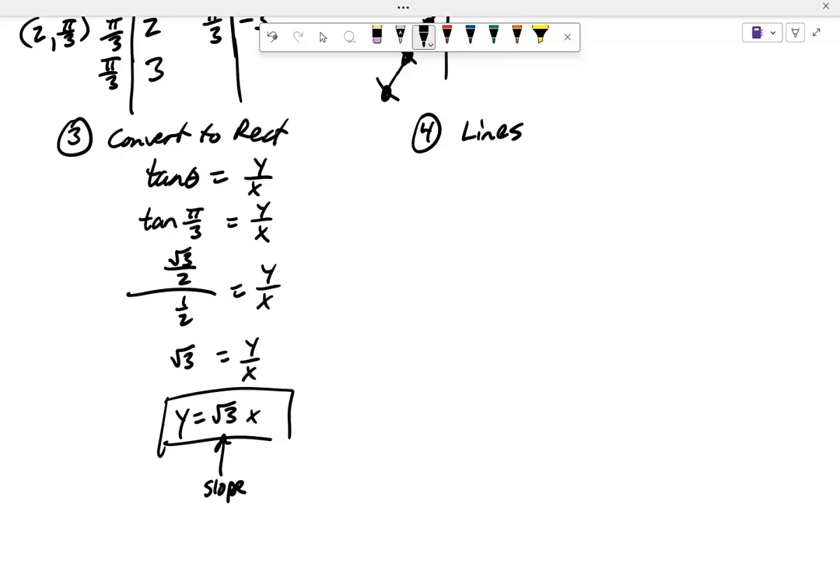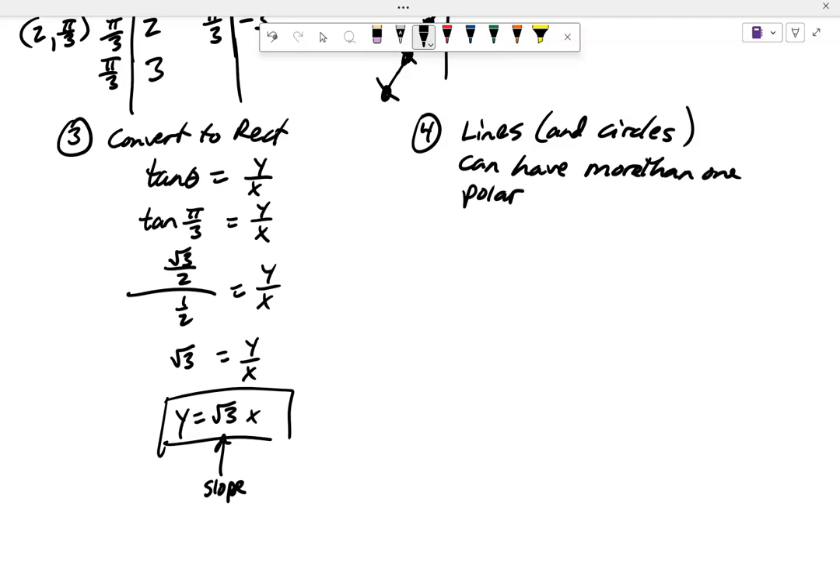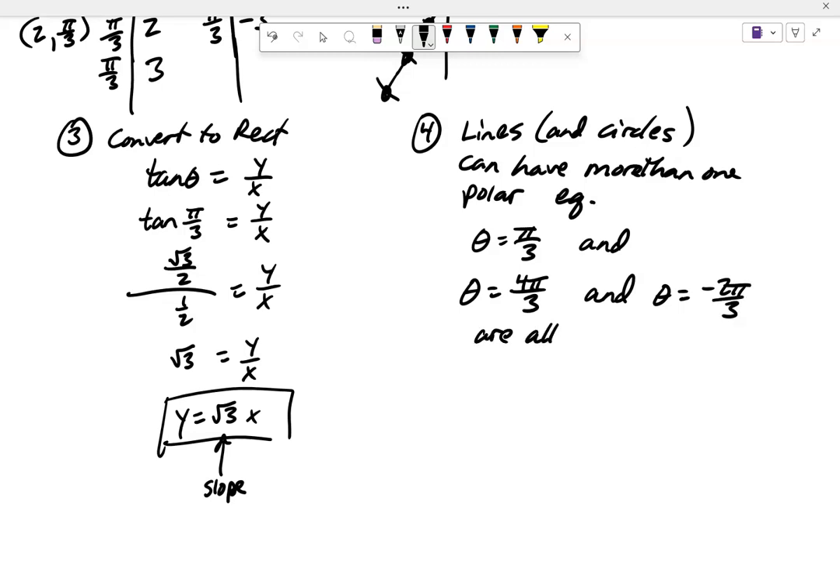So lines can also, and circles, right? We talked about circles, can have more than one polar equation. So this one was theta being pi thirds, but 4 pi thirds would be that same line, and about -2 pi thirds are all that same line.